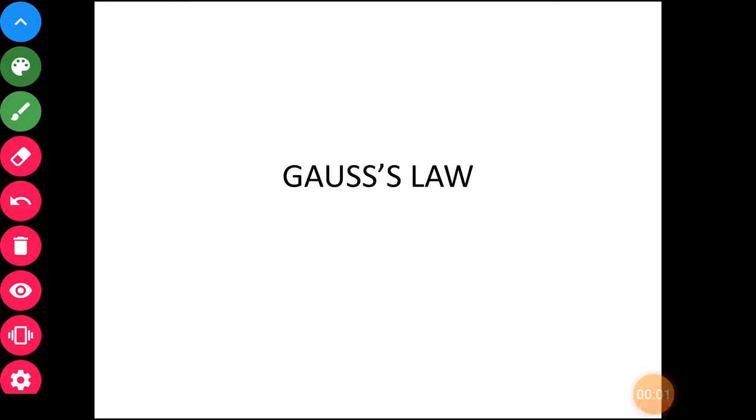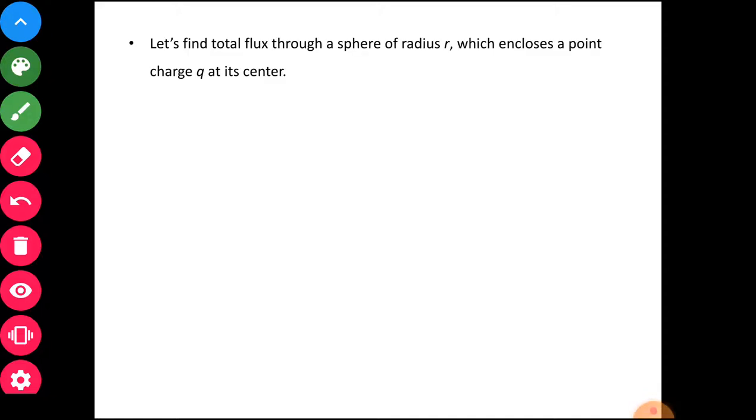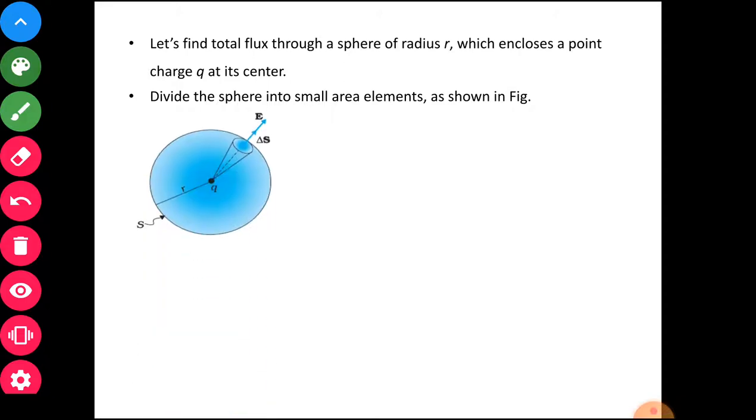Now, today's topic of discussion is Gauss law. Now, we will find the flux through a sphere of radius r which encloses a point charge q at its center. Okay. Now, we are going to divide the sphere into small area elements which is given in this figure.